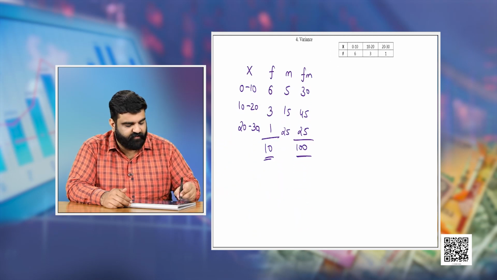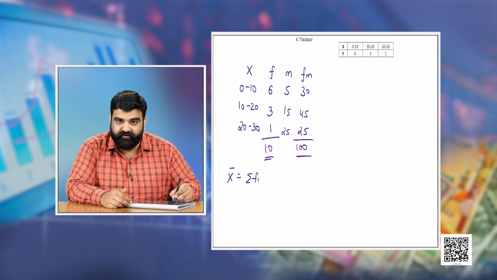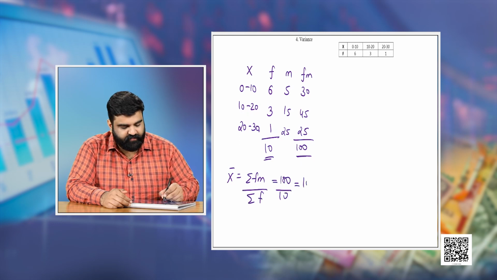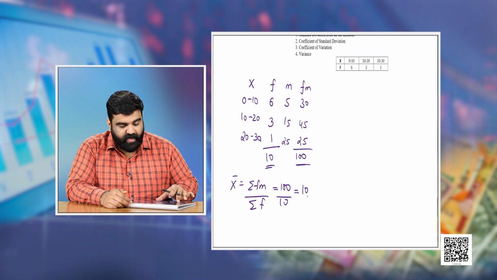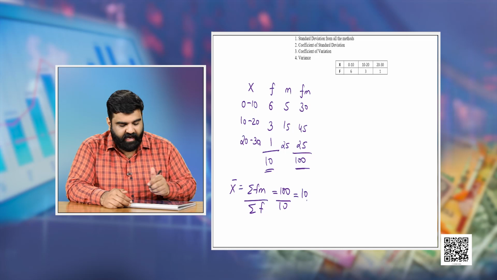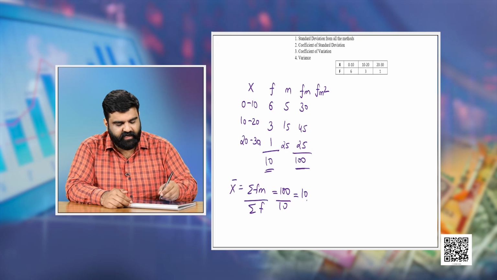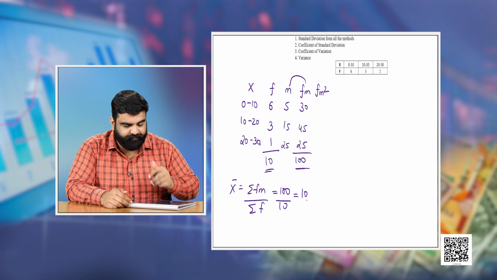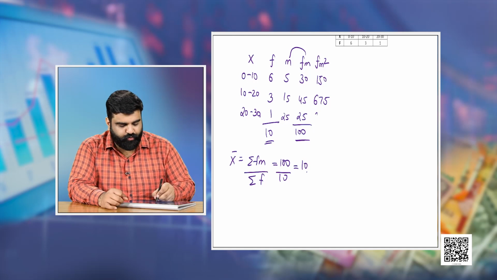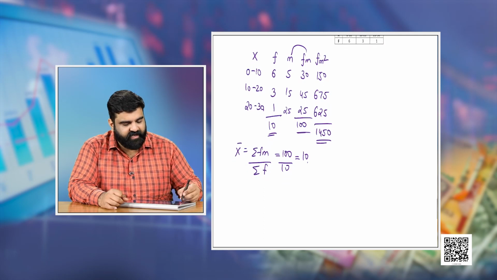So, the mean of this question will be x bar equal to sigma Fm divided by sigma f. So, this will be 100 by 10. So, my mean would be 10. Now, for this question we have to calculate Fm square. So, let us multiply Fm with m. So, we have 150. Let us multiply 45 with 15. So, I will get 675. 25 into 25 gives me 625. Let us total them out. I will get 1450 as my answer.